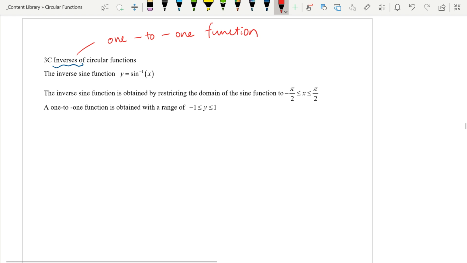And it's interesting, we're going to talk about the inverse function of circular functions. Okay, so for circular functions, are they one-to-one for any sine, cosine, tangent? No, none of them are one-to-one functions.